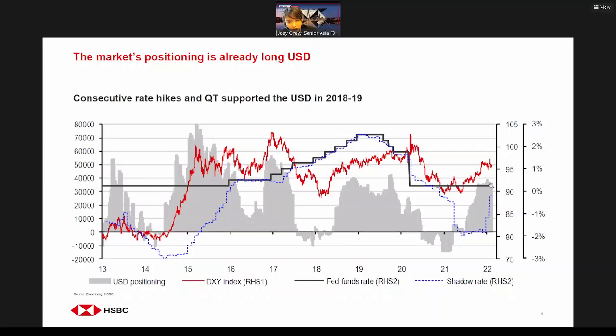But this time around, I wouldn't say we're at peak dollar positioning, but we're already at a level of dollar positioning that is quite high. Obviously, it's not peak, like you see in 2015, but still, we are definitely far away from zero. So the market is already long dollar, to put it simply. Therefore, there is limited room to further increase, even as the market keeps on pricing more and more rate hikes.